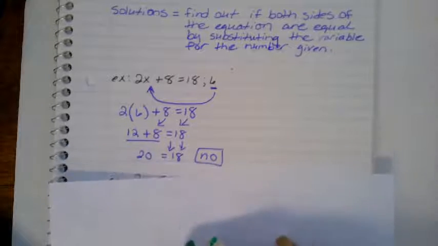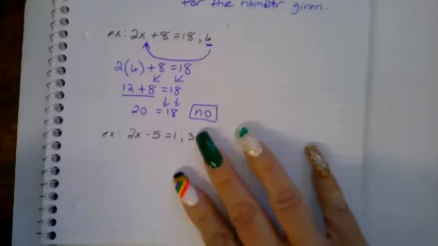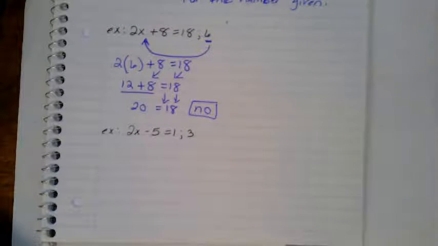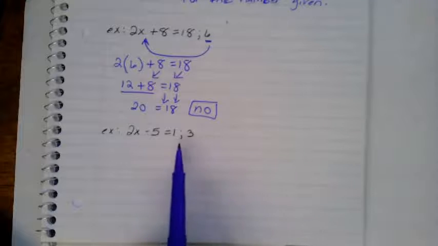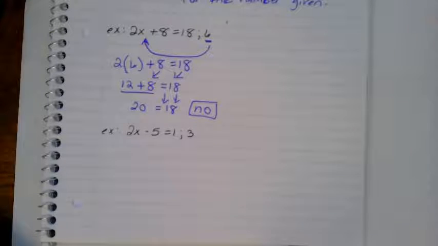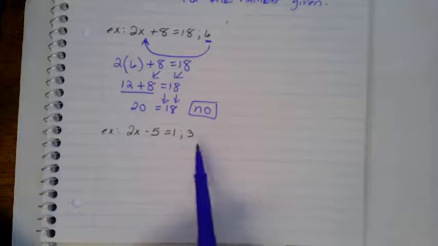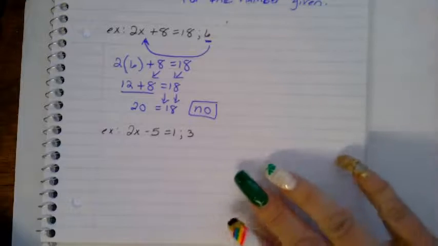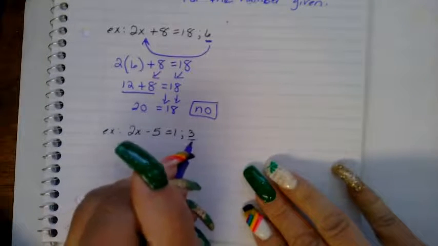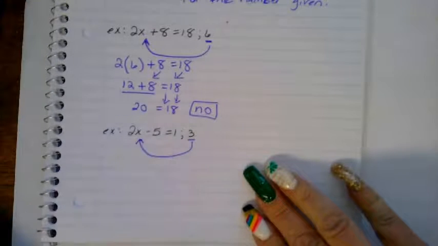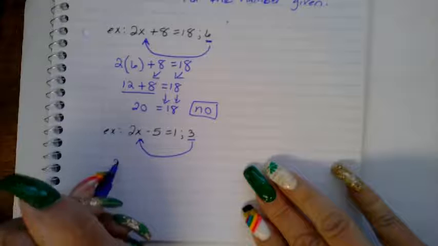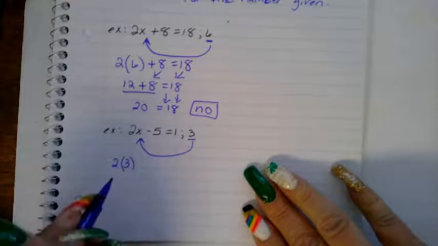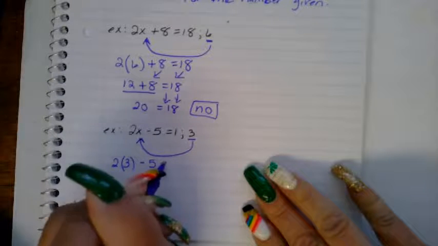Alright, let's look at this one. So write this one down. We have 2x minus 5 equals 1. And then we have that beautiful little semicolon with a 3. So we're just going to see if 3 is a solution for x. And remember, we're taking our 3 and we're plopping it where that x is. Okay? So we rewrite it, and it looks like this. 2 times 3 minus 5 equals 1.